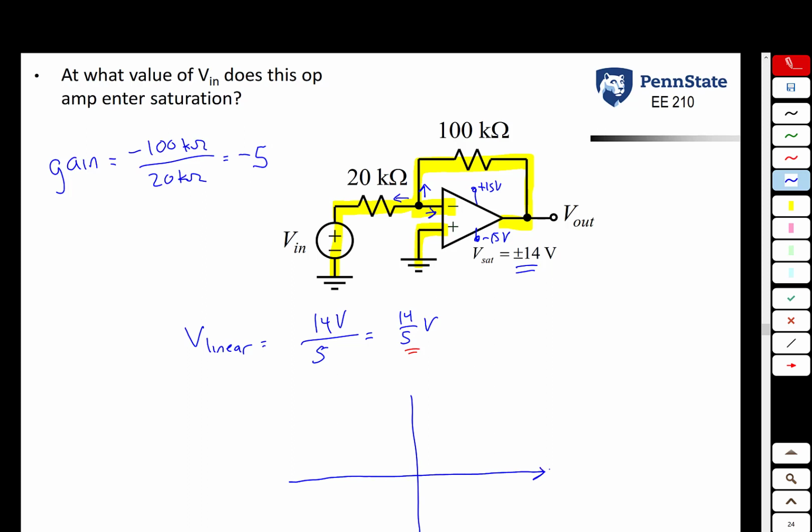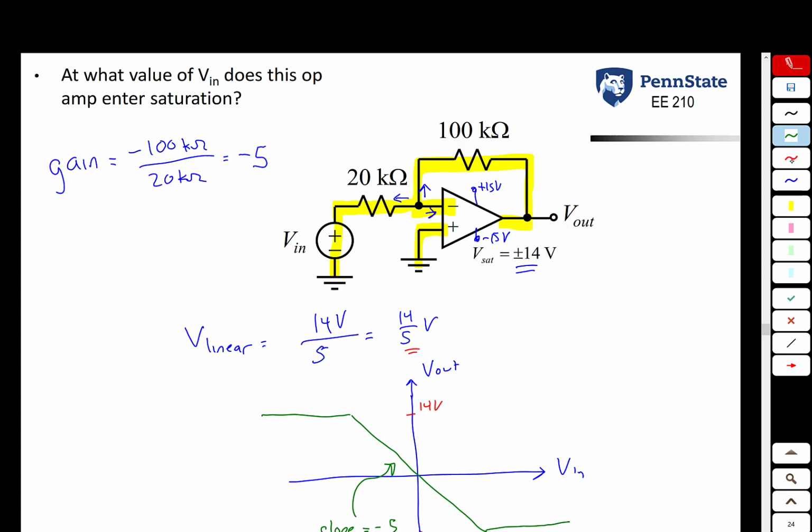Let's plot this on an input-output plot. So our x-axis is V in, the input voltage. The y-axis is the output voltage, V out. We know because this is an inverting amplifier, it's going to have a slope equal to the gain. In this case, it is minus 5. But that does not continue on forever because once your output voltage hits saturation, which is either plus 14 volts or minus 14 volts, it cannot increase anymore. And so the figure looks something like this and this.